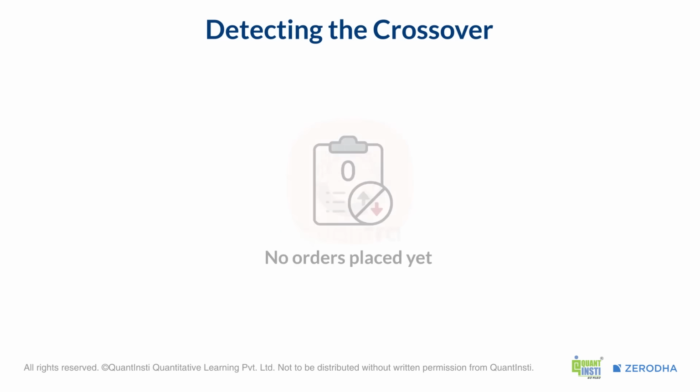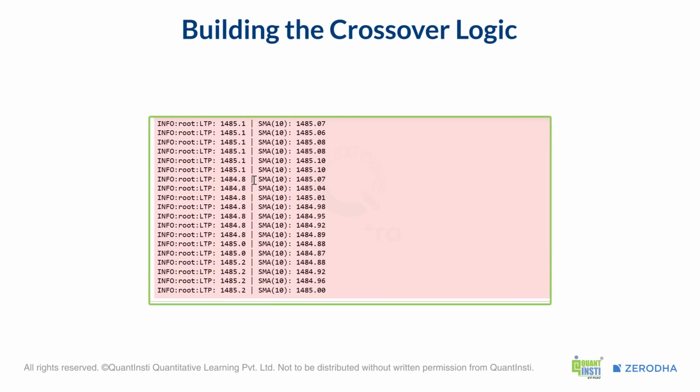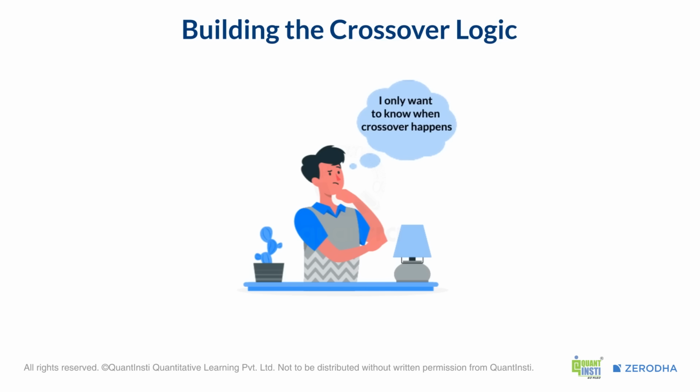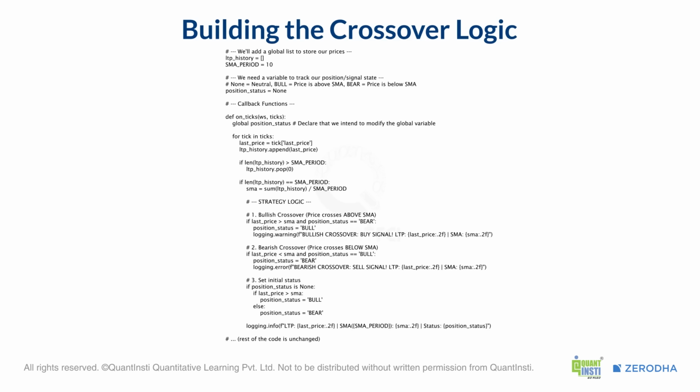Okay, here's the code we finished with last time. It does a good job of calculating the SMA on every tick. Now, we need to add the logic to compare the price to the SMA. A common mistake is to just check, is the price above the average, on every tick, but that would give us thousands of signals. We only care about the exact moment the crossover happens. To do that, we need to keep track of the previous state.